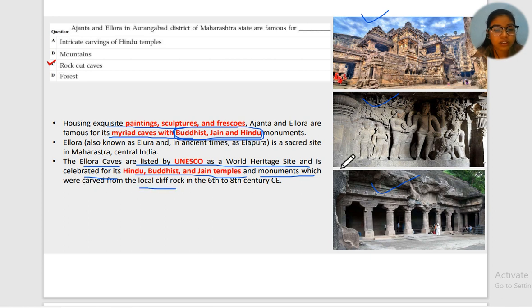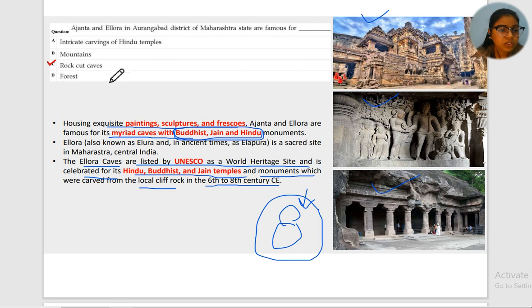Actually, what they used to do is, if there was a cliff or rock, they would start constructing from the top part and make the caves, sculptures, or paintings inside it, in the 6th to the 8th century CE. So the correct answer is rock cut cave.